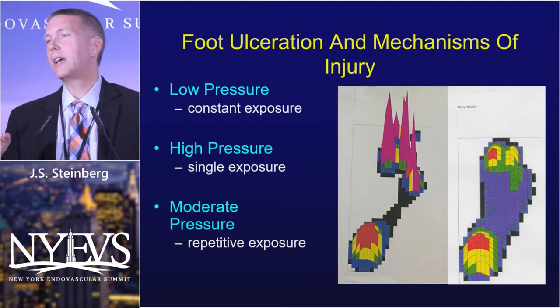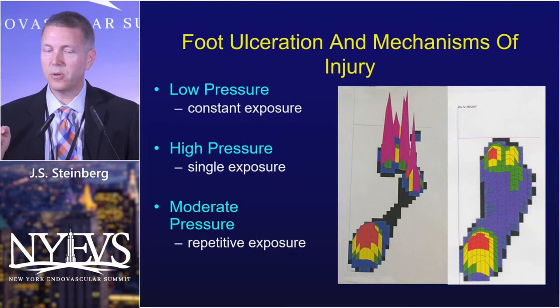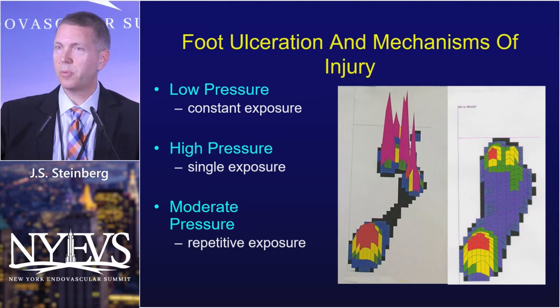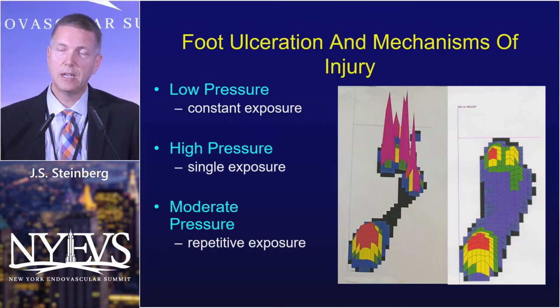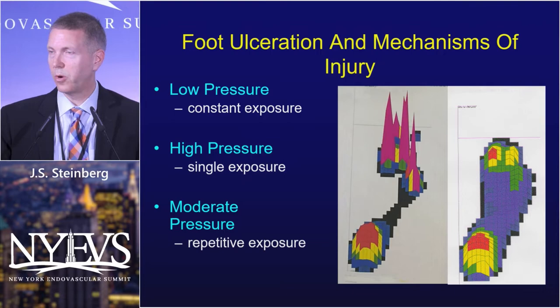Three types of pressure. So foot ulceration, the mechanism of injury here, again, to dive a little deeper. So low pressure, decubitus ulceration, right? Patient's bedridden. We know if they're not properly surface pressure relieved with some type of boot or a special mattress, that they will eventually, if they're completely immobile, ulcerate the back of their heel with concerns for both pressure and ischemia. So that's constant low pressure, an example of a decubitus ulceration.